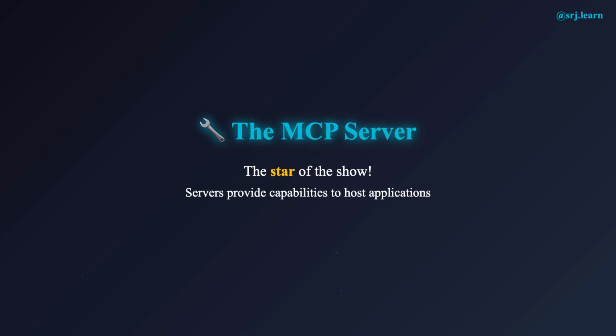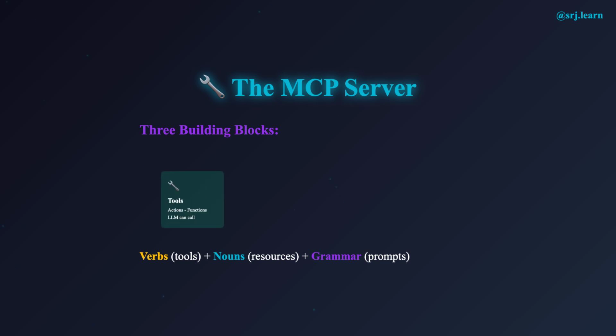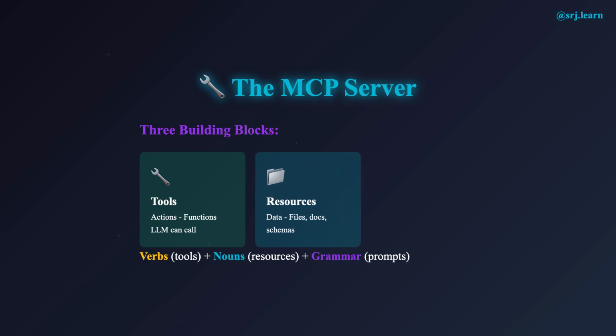Now let's dive deep into MCP servers, the powerhouse of the protocol. Servers provide three main primitives that make AI agents truly powerful. First, tools. Tools are executable actions, functions the LLM can call to do real work. This could be searching the web, reading files, querying databases, sending emails, or anything you can code. When you register a tool, you define its name, description, and input schema. The LLM uses these to decide when and how to call your tool.